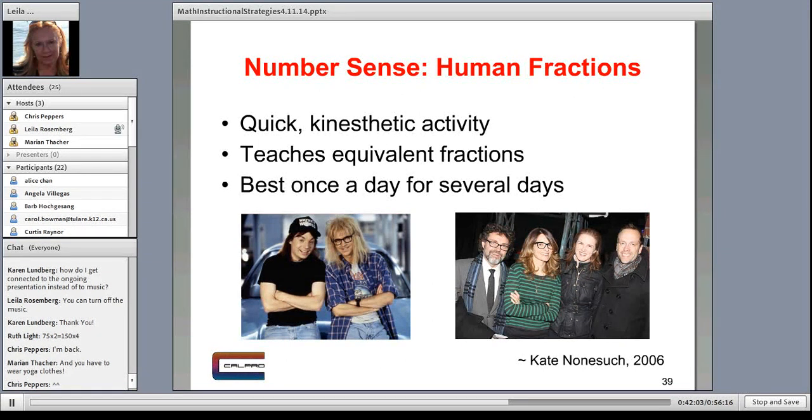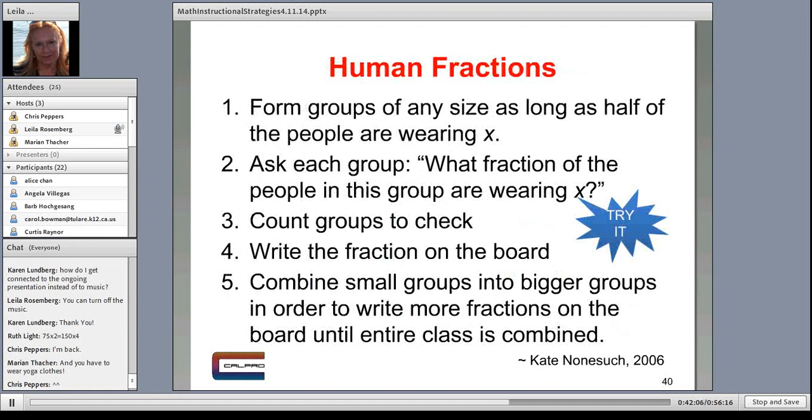Here, let me show you right now how to do this. Unfortunately, in a webinar, we're not going to be playing this, but I want you to have it so you can use it with your students in your classroom. You form groups of any size as long as half of the people are wearing X. You pick what? Glasses, red shirt, jeans, anything. And then ask each group what fraction of the people in this group are wearing X. You count the groups to check, you write the fractions on the board, and then you combine the small groups into bigger groups in order to write more and more fractions until the entire class is combined.